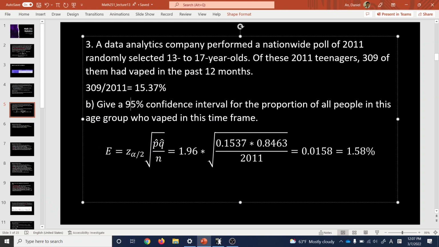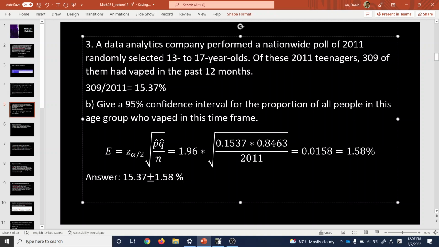Okay, so you use this, and you have to add or subtract this. So the answer would be 15.37 plus or minus 1.58%.